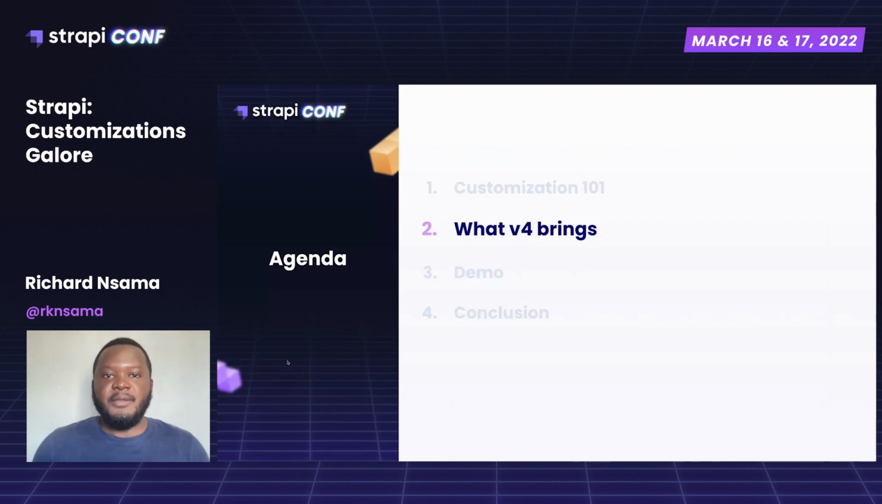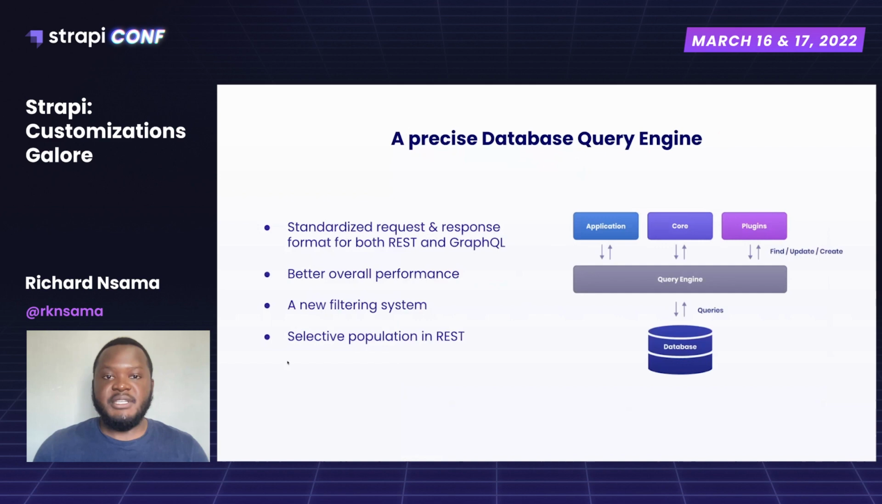What does V4 bring? There's a few things that V4 brings you with customization. You have a standardized API response for both REST and GraphQL. You have better overall performance, and you have a new filtering system that uses a standard similar to that of QS. And also, you're able to selectively populate your REST responses.